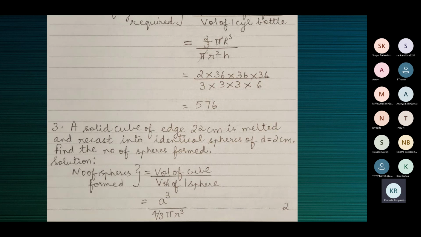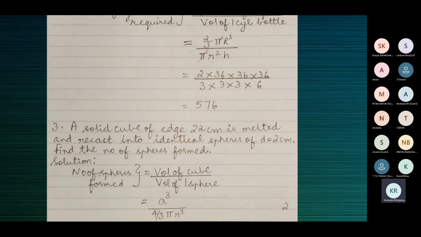So totally what volume do you have? A solid cube of edge 22. The volume is a cube, 22 into 22 into 22. That much you have with you. All that is recast, which means you're melting it and recasting it into identical spheres. What is the volume of one sphere?